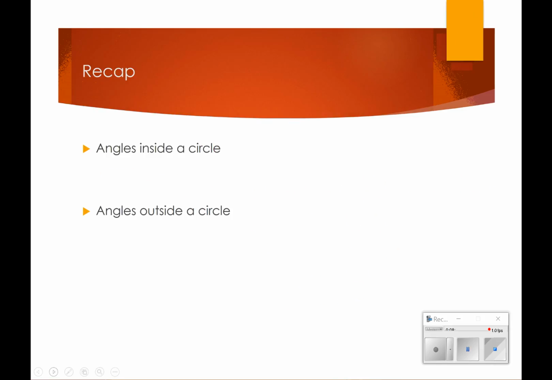So remember that angles inside of a circle are going to be 1/2 the sum of the arcs they intercept. So arc 1 plus arc 2. And for angles outside, the measure of the angle is going to be equal to 1/2 FARC minus NARC.